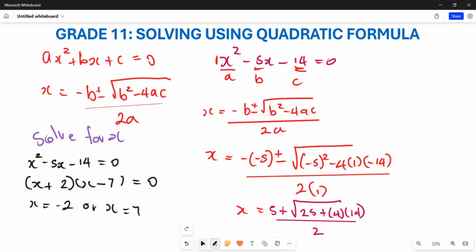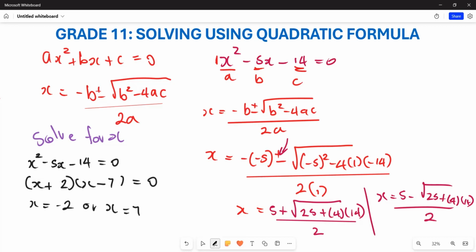So which means it's going to be that, or the other one you're going to write as x is also equals to 5. Remember, the formula here is having plus or minus. So this is going to be minus the same thing, which is 25 plus 4 into 14, and this is divided by 2. Right? Okay.